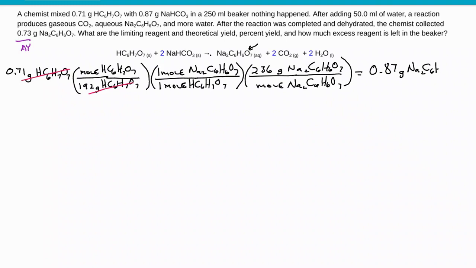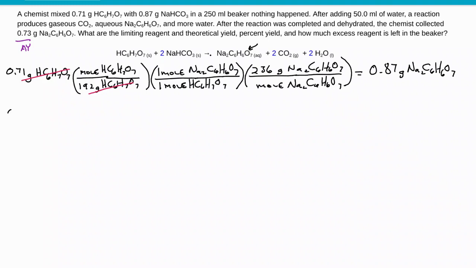Well, some students think, hey, we're here, we're done. No, we're not. This number doesn't mean anything. It just means that 0.71 grams of citric acid will produce 0.87 grams of the disodium citrate. Well, we've got to run the other mass. So here's what I mean.